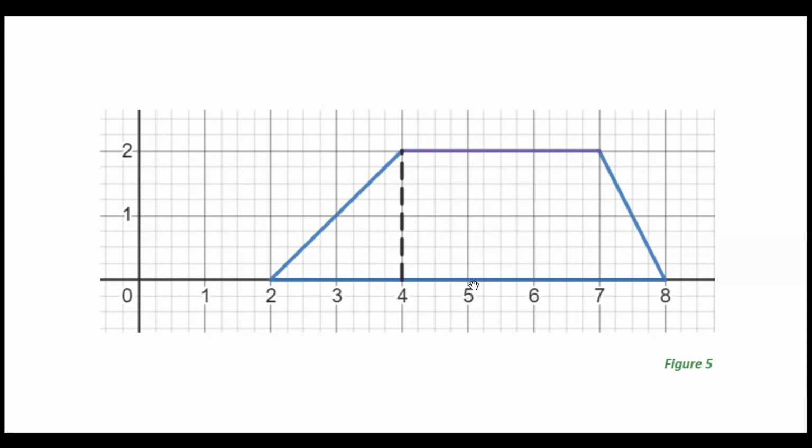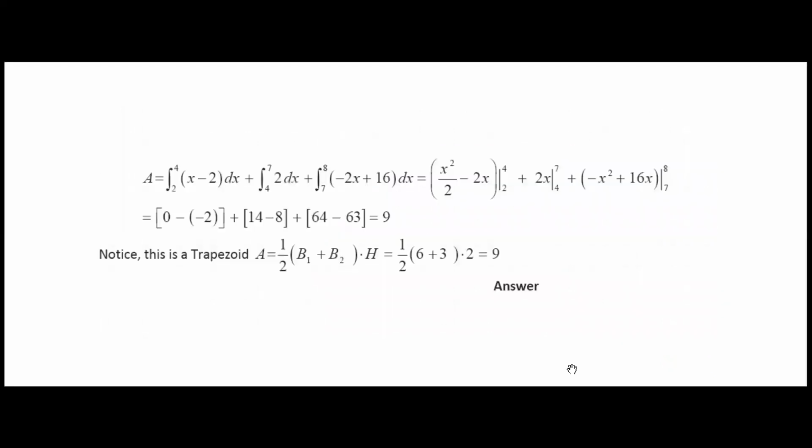The area of a trapezoid is 1/2 base 1 plus base 2 times the height. Now the height of this thing is 2. And this base goes from 2 to 8, that's 6. And this goes from 4 to 7, so that's 3. So we can find that area. But let's do it by calculus.